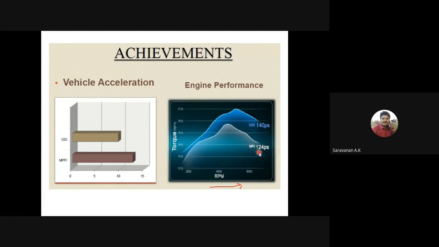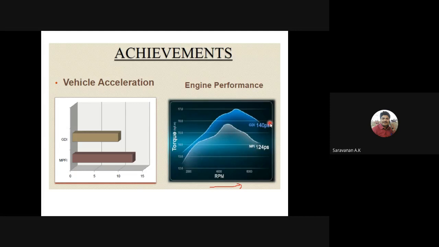So it will get the power up to 124 PS. Then if we are using the GDI engine, for the same speed condition and the same load condition, we can get more power. So the engine performance will increase. It's around 140 PS.